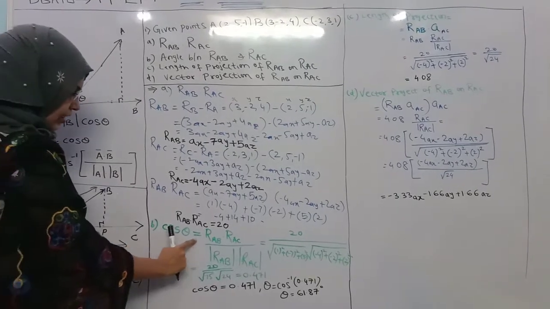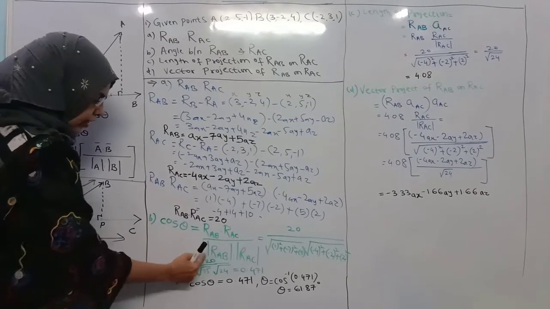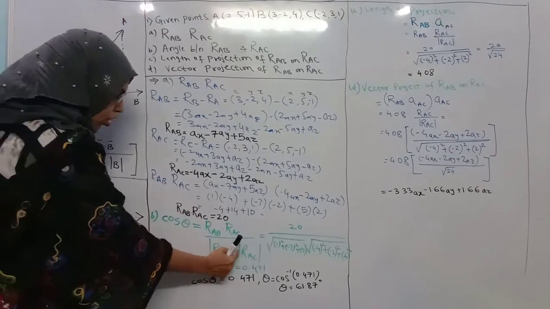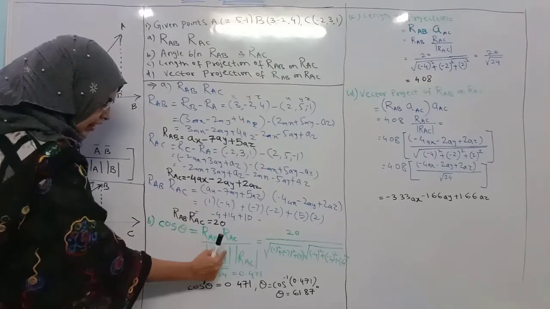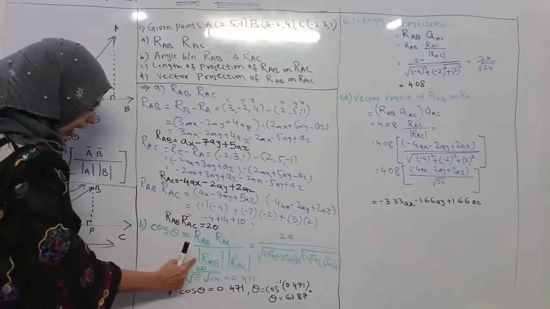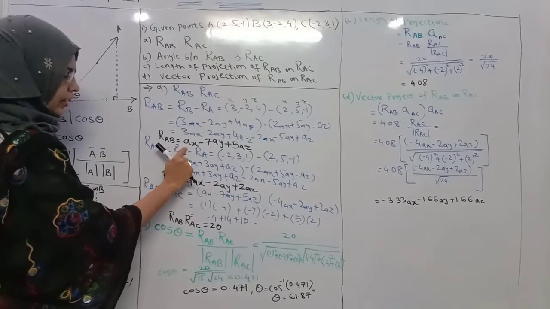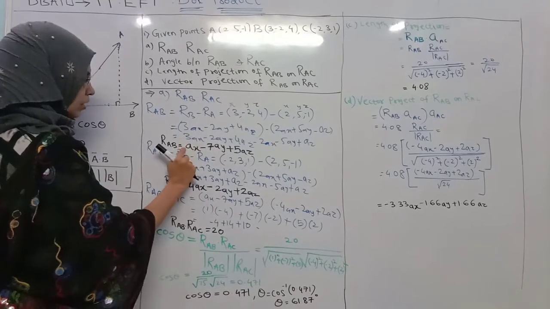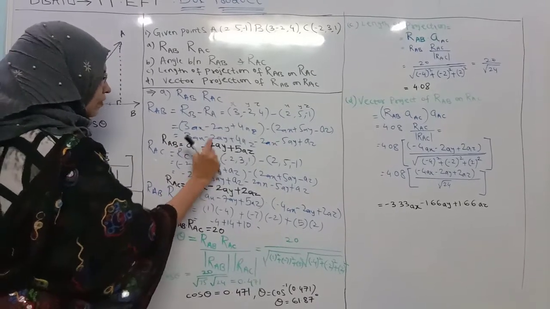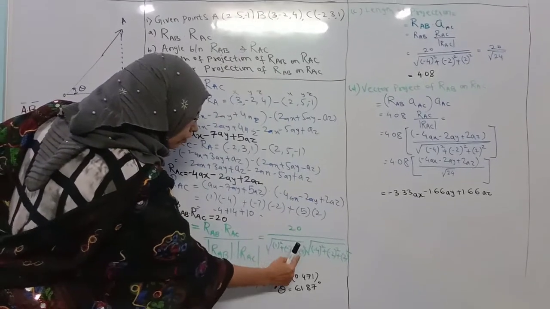So cos theta is equal to the vector RAB dot RAC divided by mod of RAB times mod of RAC. We have already done RAB dot RAC, which is 20, divided by mod RAB. Taking the root of Ax square, which is 1, so 1 square minus 7 square plus 5 square.